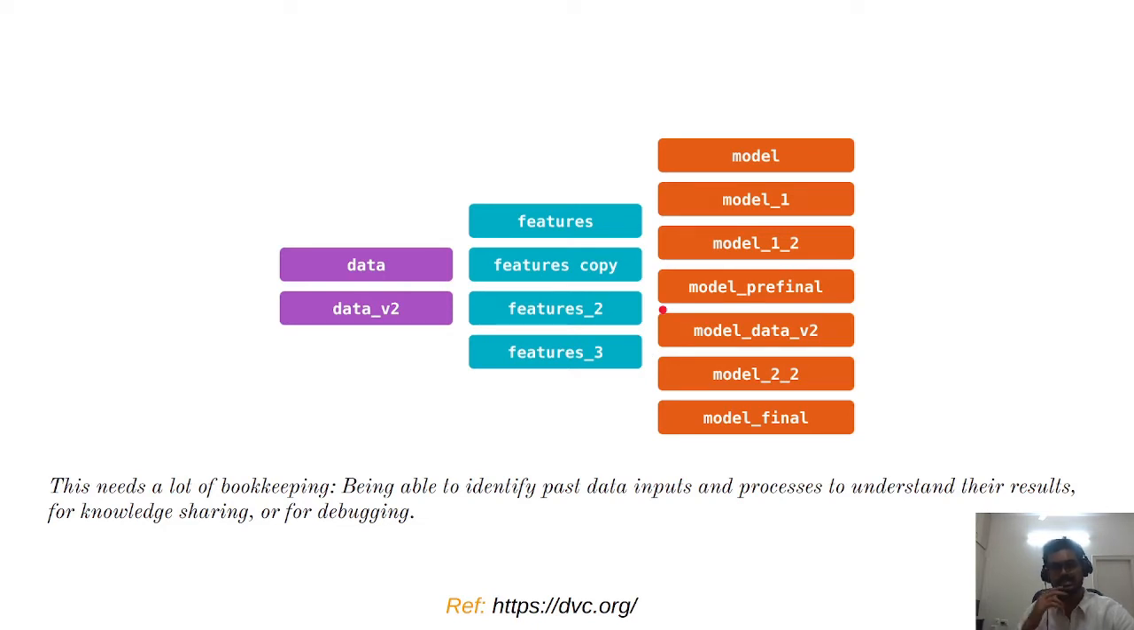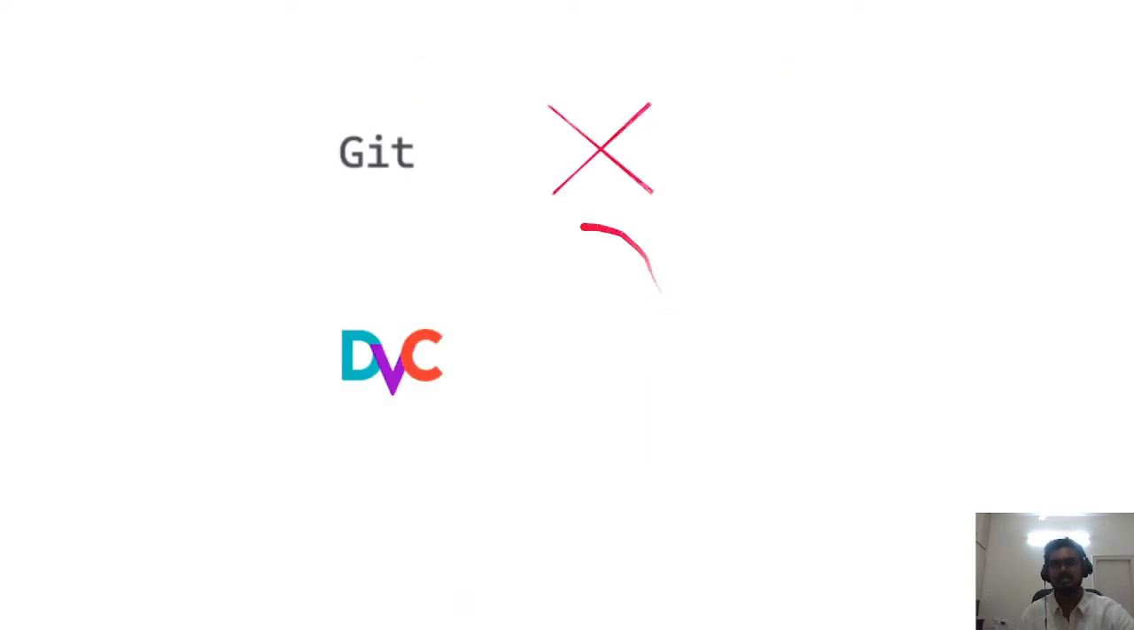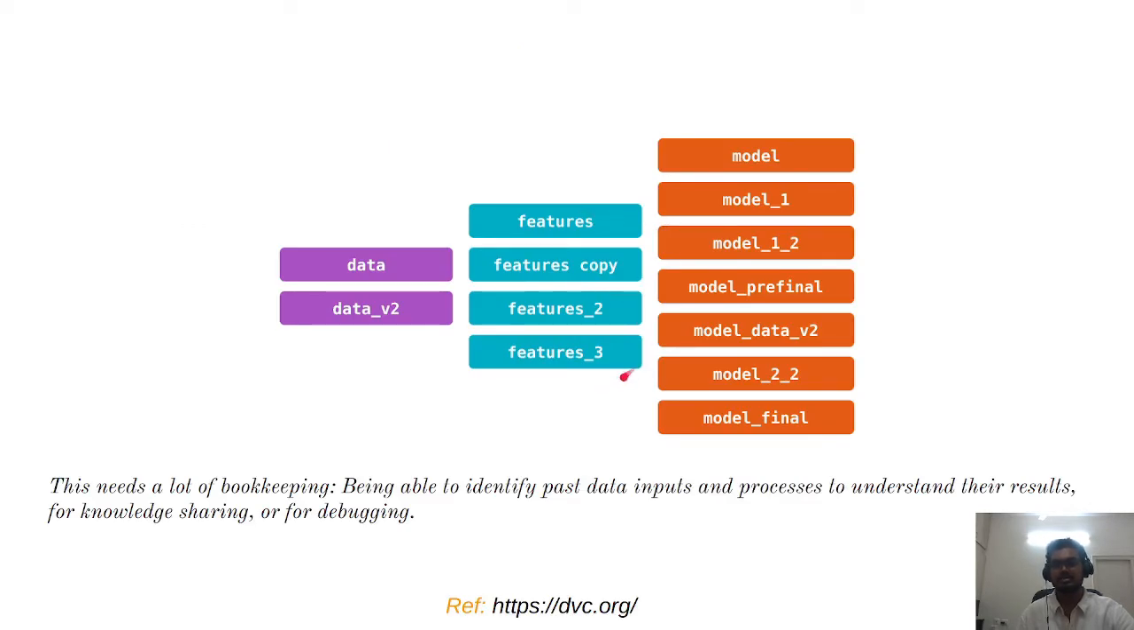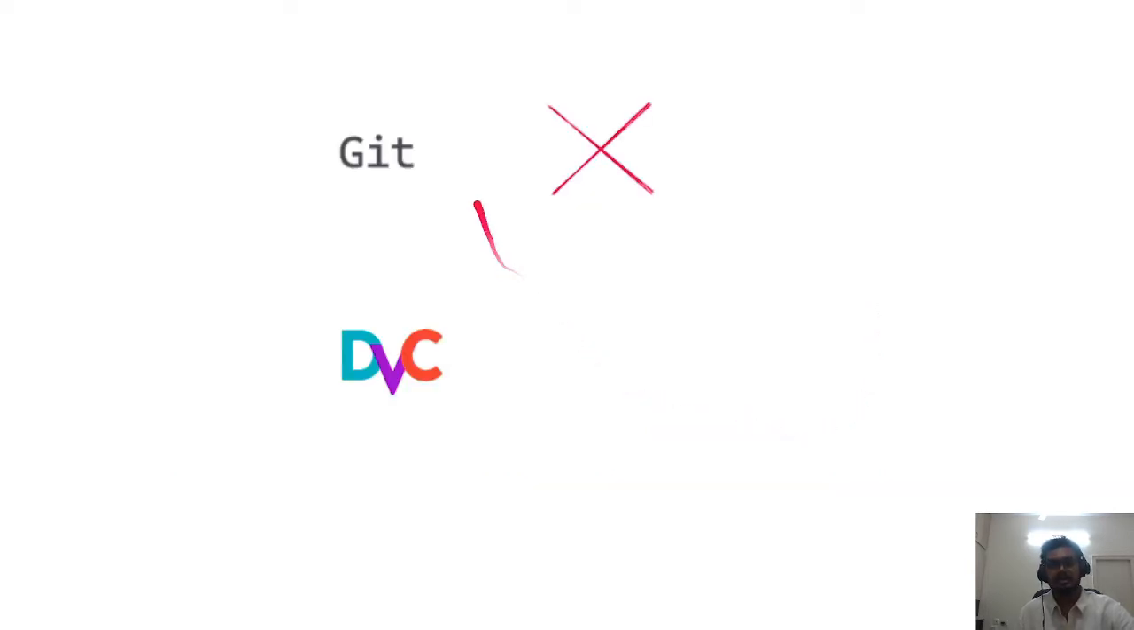Since Git doesn't support it, we cannot just ignore these large files. Even they have to be version controlled. And as I said before, Git doesn't support version controlling large files. So that's where DVC comes into the picture.